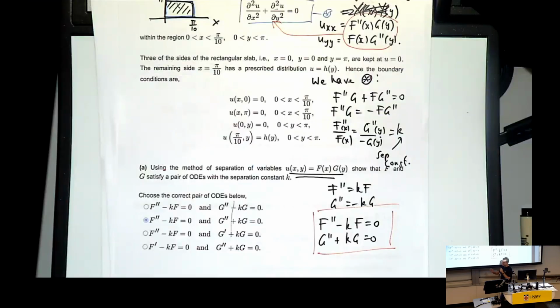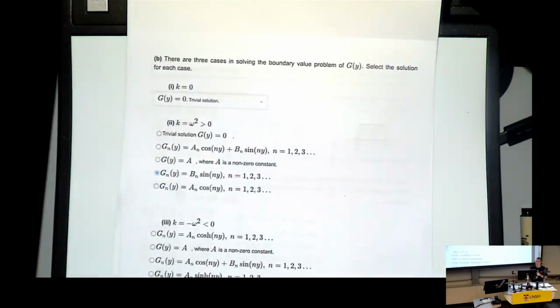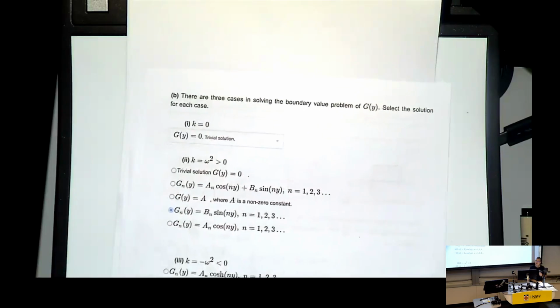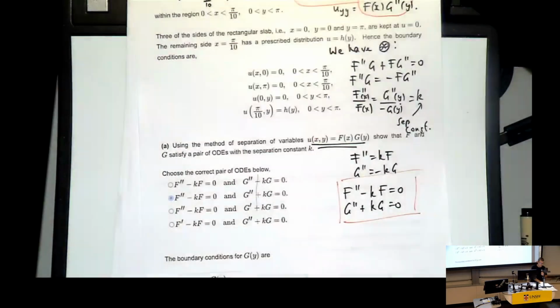Okay, so that's actually a pretty easy question. Only one of these things will be correct. So, you want to go for that form. Okay. Okay, so let's turn over. Oh, boundary conditions. All right.